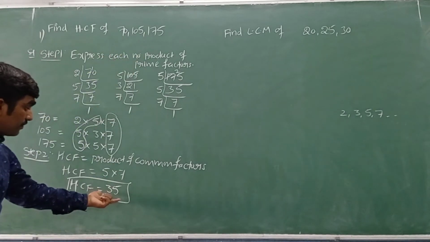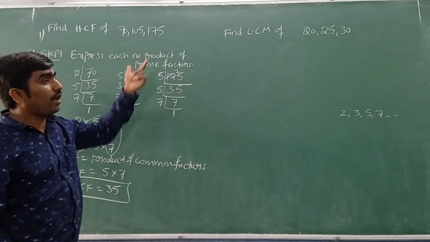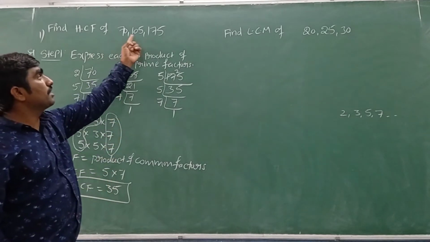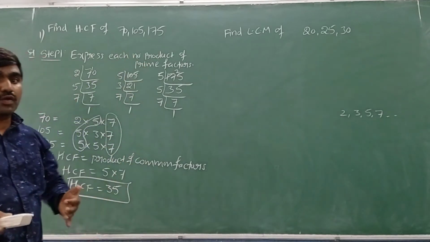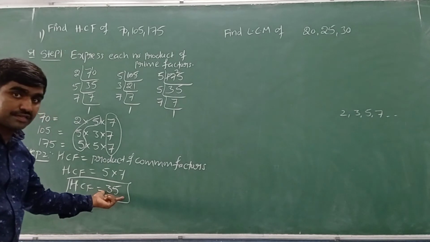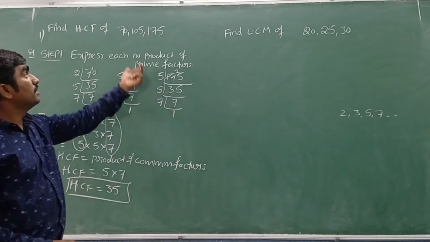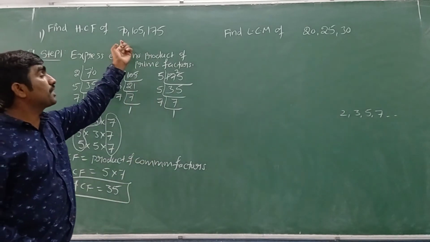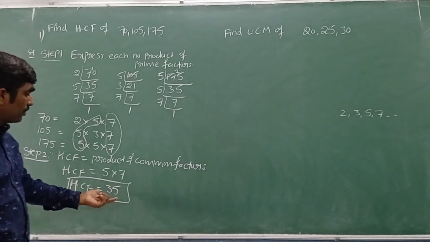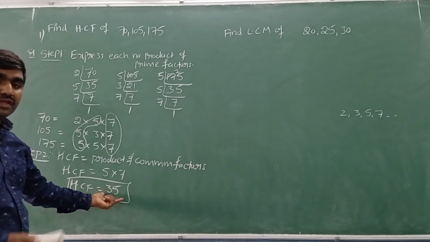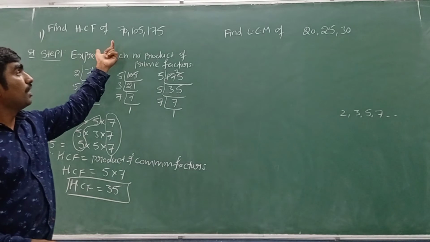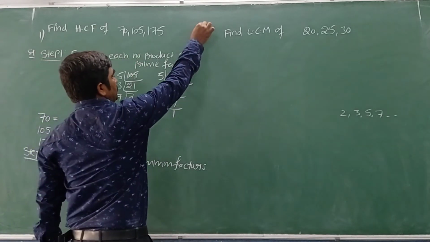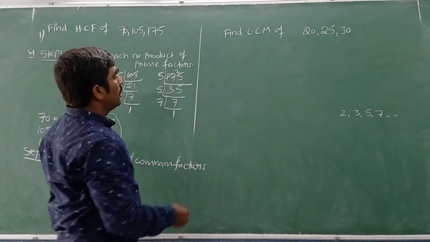Now tell me, is 35 more than the given numbers or less than the given numbers? The HCF value 35 is less than the given numbers. From this, what can we conclude? The HCF value is always less than the given numbers, or sometimes it may be equal to one of the given numbers. HCF is the value which is a common factor of all three values.